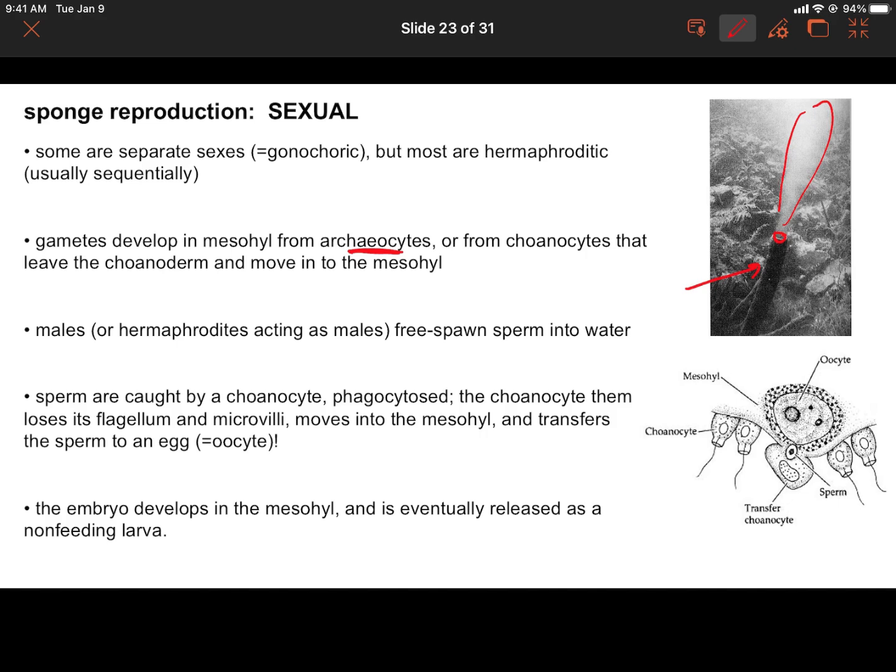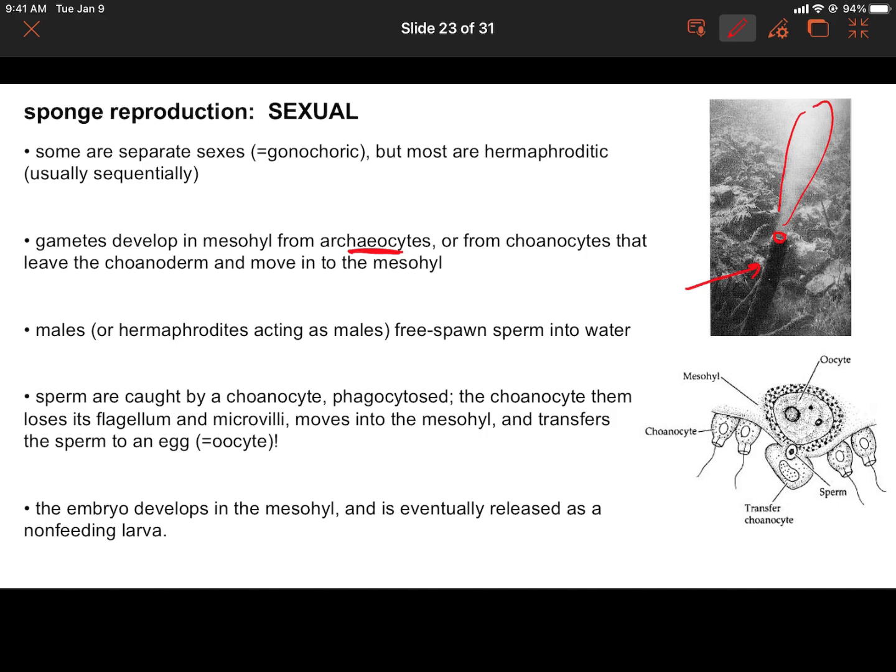phagocytosed as if it's food, but then the choanocyte moves into the mesohyle and transfers the sperm to an egg, which is crazy. So you have these intermediate cells, choanocytes, that grab sperm and move them to the target cell, the egg. Okay, so that's very peculiar. That's really poorly known in sponges, but it's been described a few times.